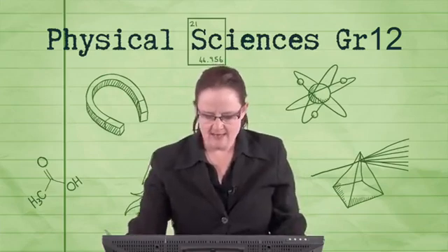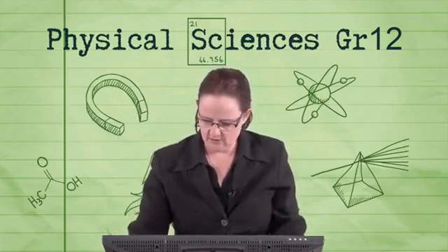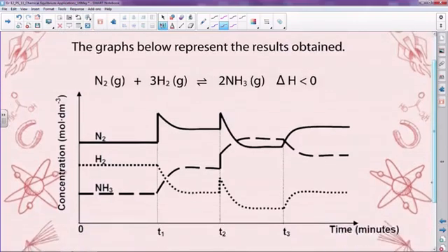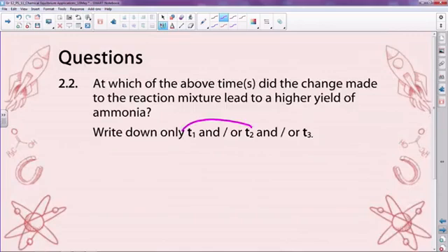All right, so next part of the question. Now, so there's our graph again. At which of the above times did the change made to the reaction mixture lead to a higher yield? Okay, so now we look at this and we go, well, when did I get a change that meant that I ended up with more NH3 than I started with? That's really easy to see, because if you look, that's bigger than the time before, that's bigger than the time before. So my answer here is going to be T1 and T2.